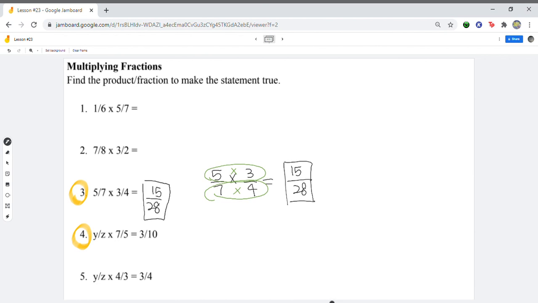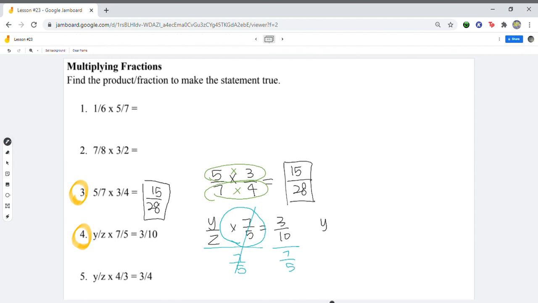Number 4 is a little bit different. We're going to go over how to find the fraction. So y over z times 7 over 5 equals 3 over 10. Just treat y over z as one single variable when you're doing algebra. What you need to do is divide both sides by 7 over 5 in order to undo this multiplication. We're going to cancel this out since multiplication and division undo each other. Now from here, you're just doing algebra.